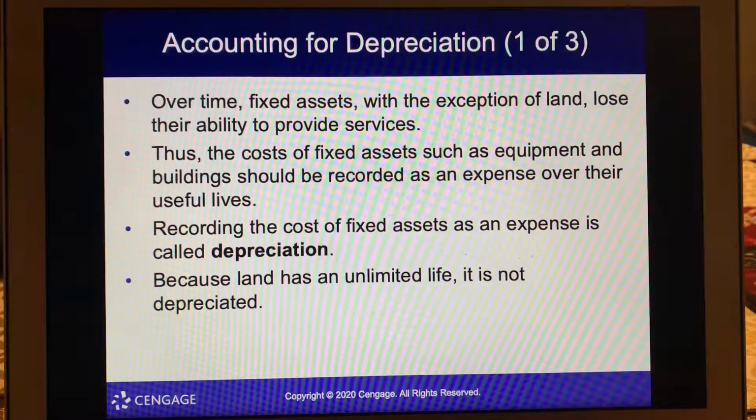Over time, fixed assets, with the exception of land, lose their ability to provide services. Thus, the cost of fixed assets such as equipment and buildings should be recorded as an expense over their useful lives. Recording the cost of fixed assets as an expense is called depreciation. Because land has an unlimited life, it is not depreciated. Land actually appreciates in value for the most part.